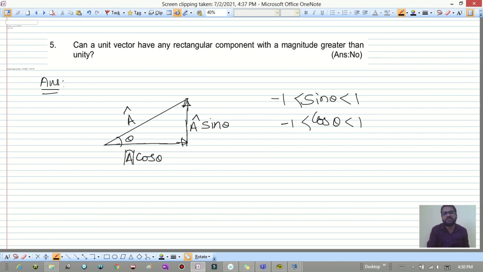So magnitude of it is 1. So sin theta and cos theta, the component never be greater than 1. Right? Component of A hat, that is the unit vector, never be greater than 1. So yes, answer will be no.